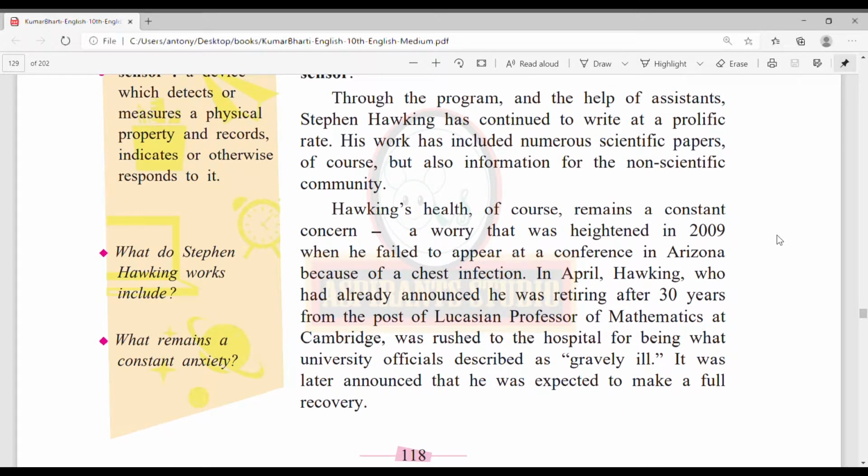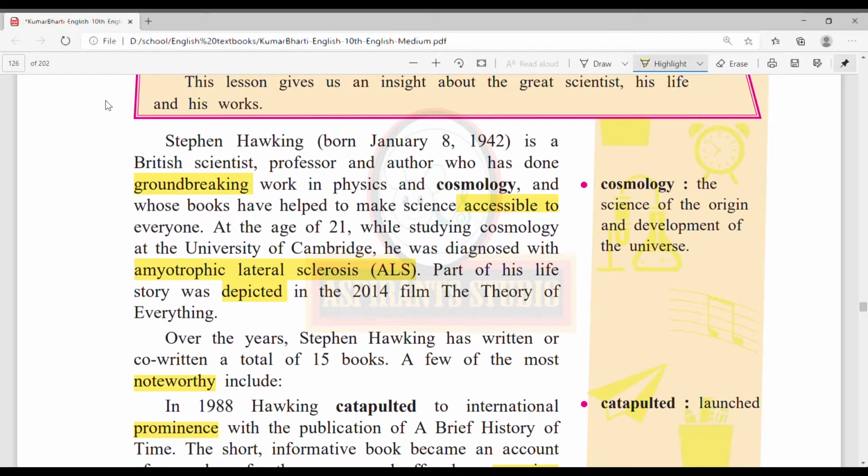Hawking's health, of course, remains a constant concern, a worry that was heightened in 2009 when he failed to appear at a conference in Arizona because of a chest infection. In April, Hawking, who had already announced he was retiring after 30 years from the post of Lucasian Professor of Mathematics at Cambridge, was rushed to the hospital for being what university officials described as gravely ill. It was later announced that he was expected to make a full recovery.